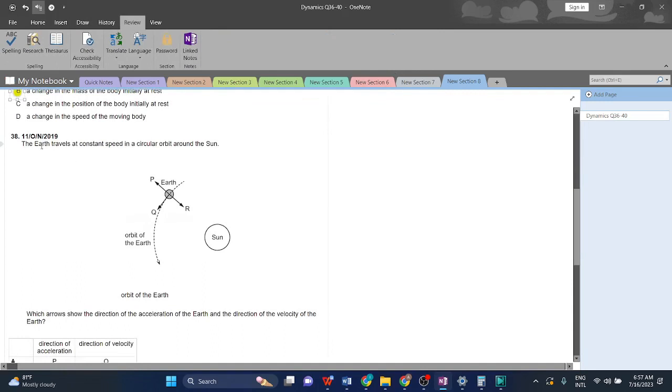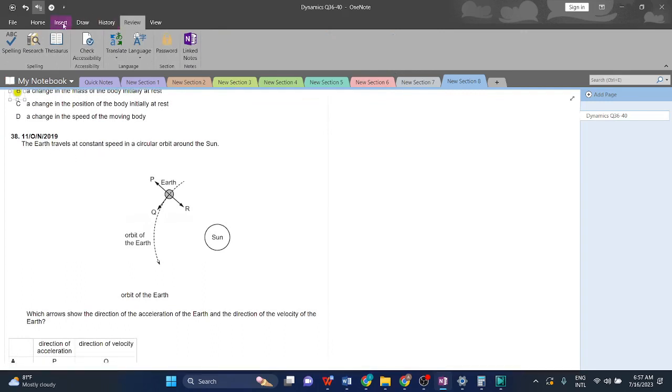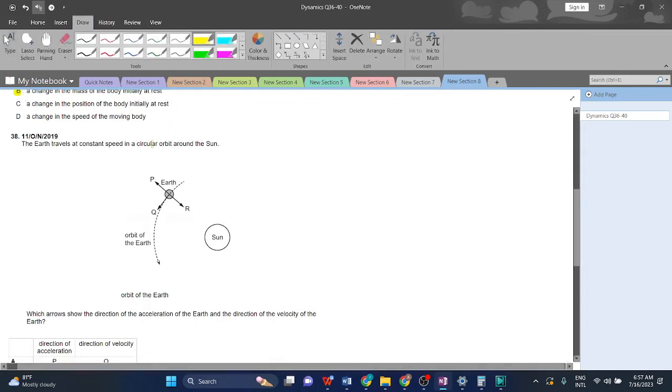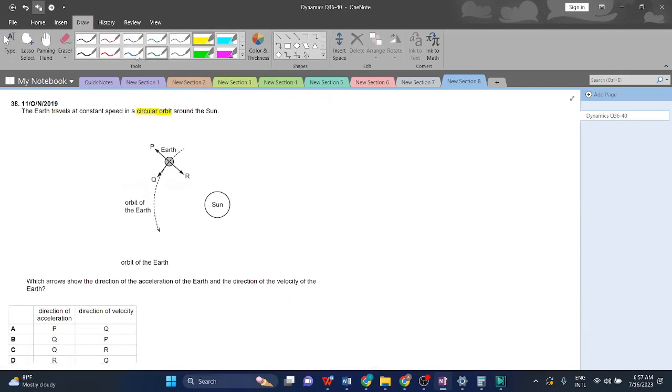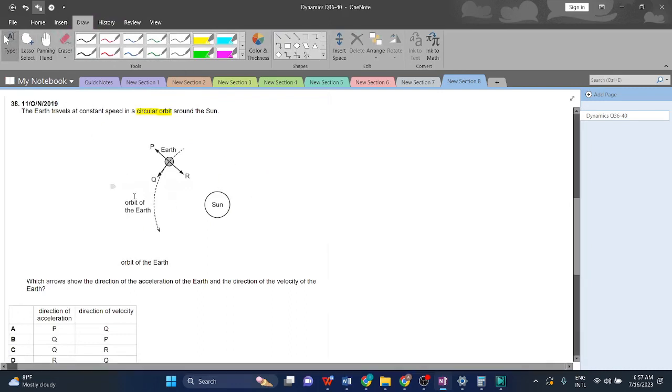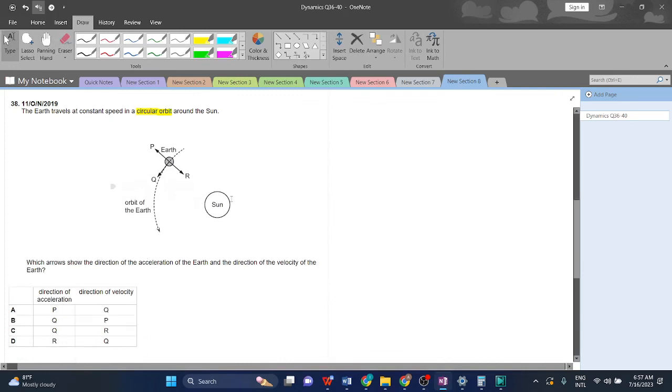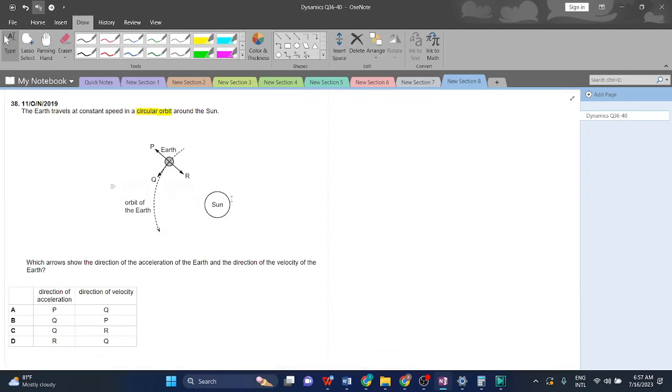Question 38. The Earth travels at a constant speed in a circular orbit. Circular orbit implying this is an example of a centripetal force, right? Which arrows show the direction of the acceleration of the Earth and the direction of the velocity of the Earth?